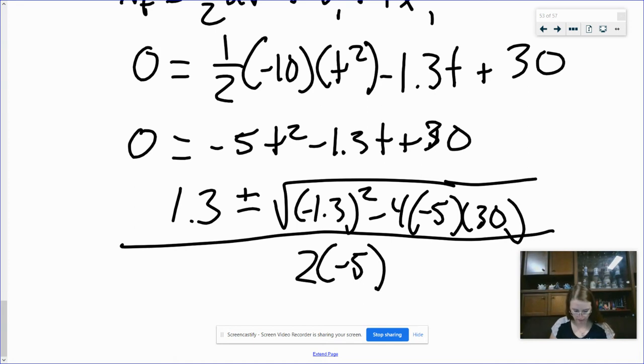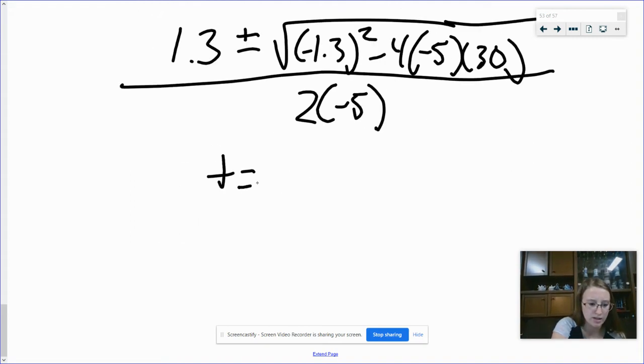Okay, let's see what we got here. So I'm going to try the plus one first. 1.3 plus the square root of 1.3 squared minus 4 times -5 times 30, divided by -10. Okay, so I got a negative answer to start. So let's see if the other one doesn't give me a negative answer.